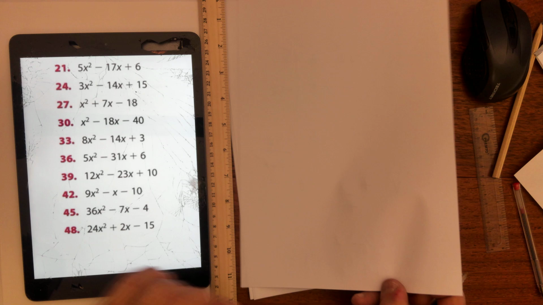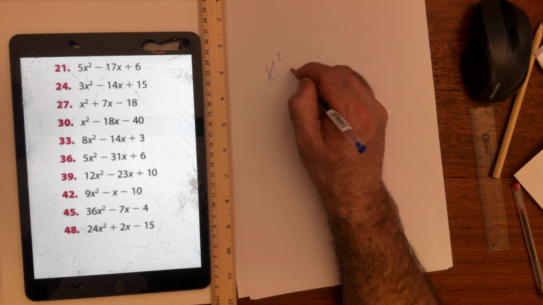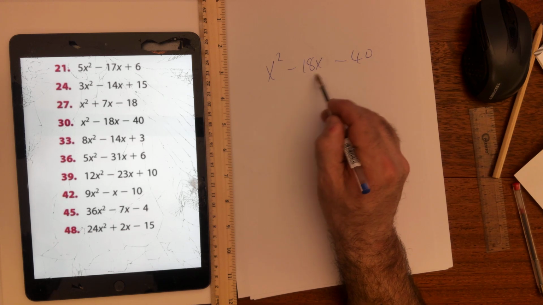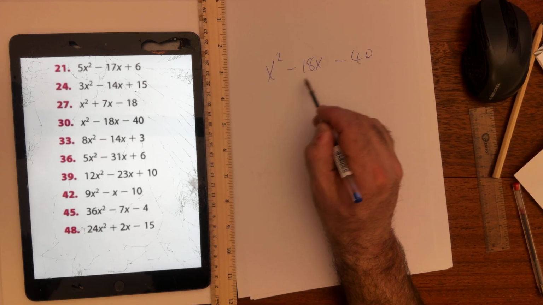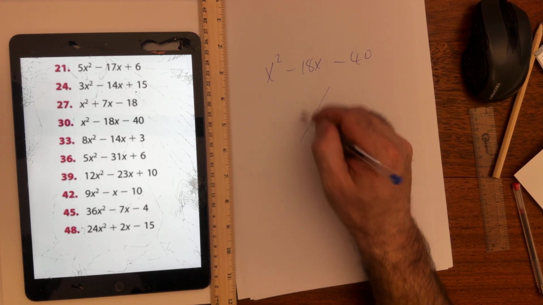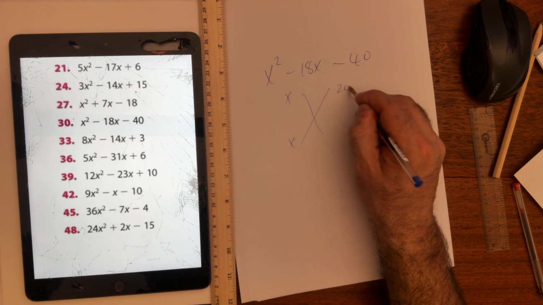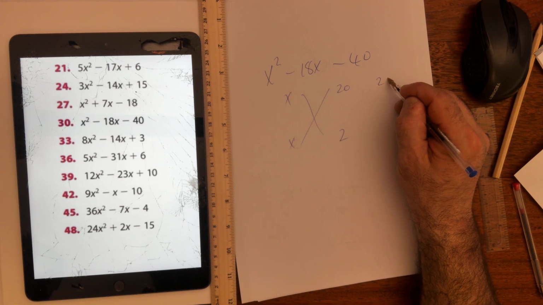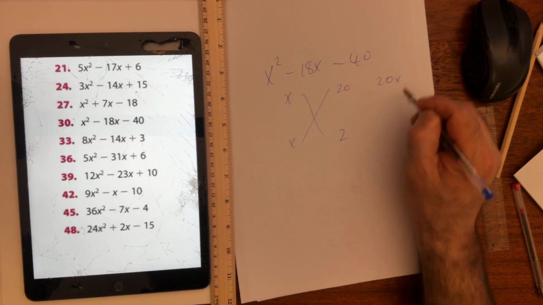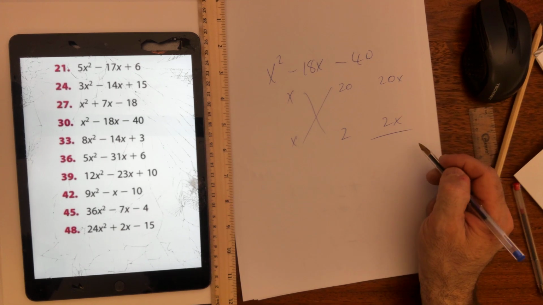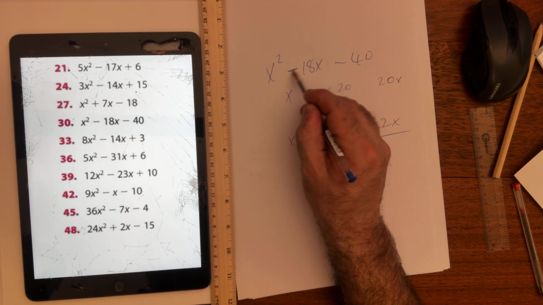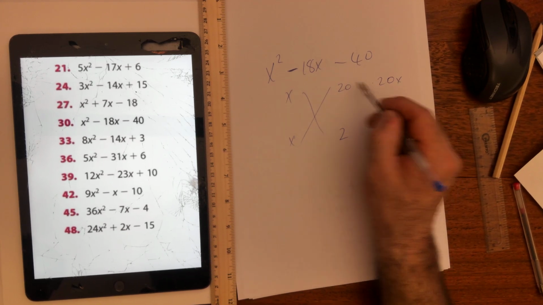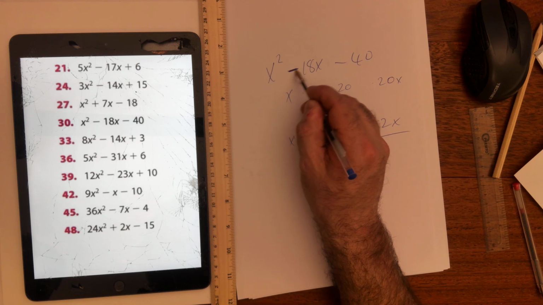Okay, number 30. X squared minus 18x minus 40. The numbers will be 18 apart. They're very, very big and small, 20 and 2. Okay. We'll be getting 20x and 2x, and we want the difference, when we add these, we want to get minus 18x. So this is the big one, the sign of the big one.